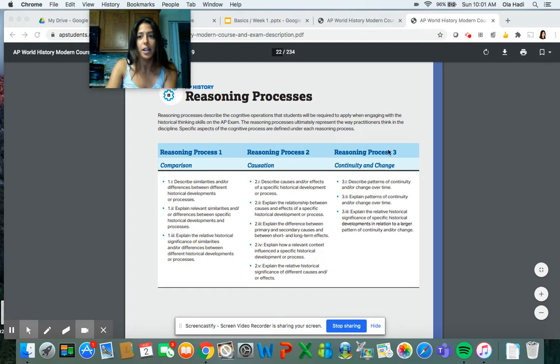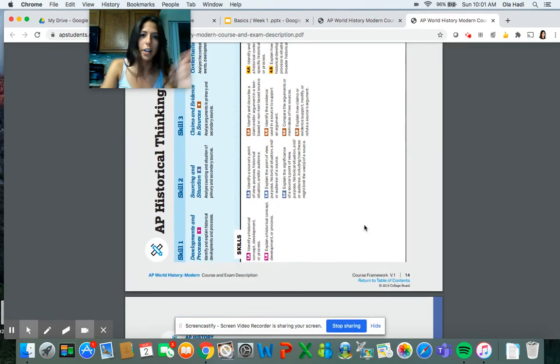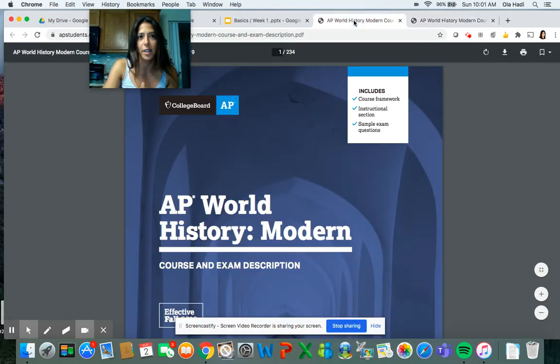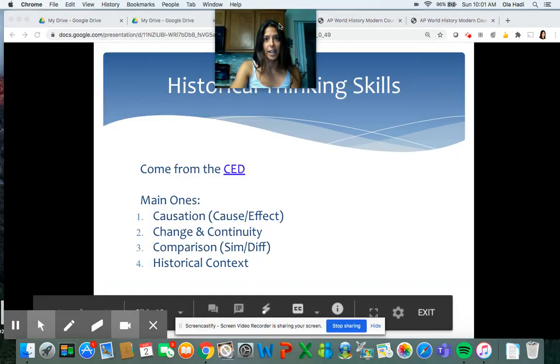So you can see here some of the major types of skills we want you to learn are comparison, which includes comparing and contrasting, causation, which includes cause and effect, continuity and change, and then one that's not on here, but if you look carefully around here, it's called context. I can go find it for you, but you just have to trust me that it's there. So let's talk about these few skills together.